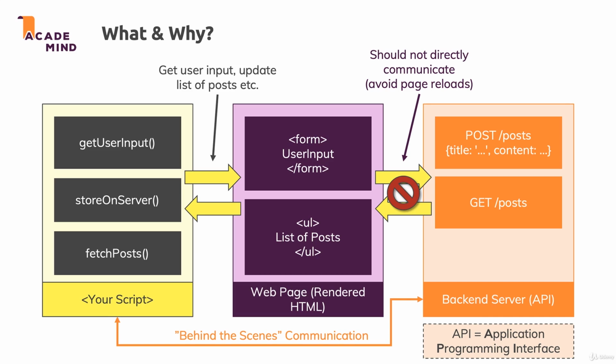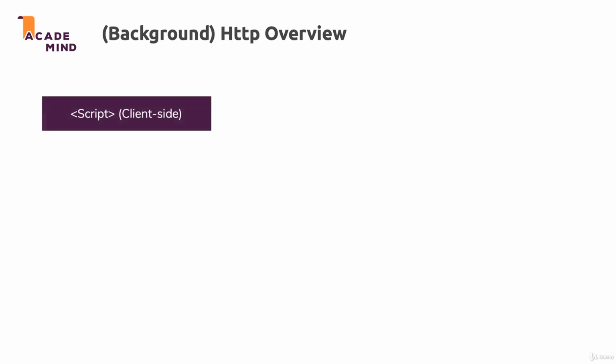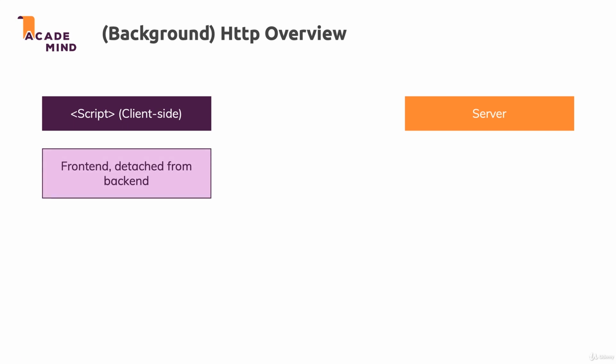So now that we have this big picture, let's have a closer look at this HTTP request thing. How does this actually work? Well, we have our script, our client side, so the code that runs in the browser, and we have our server, the backend, the server side. Now, we can also name the client side as frontend because it's what the user sees, what the user works with, and that is detached from that backend.